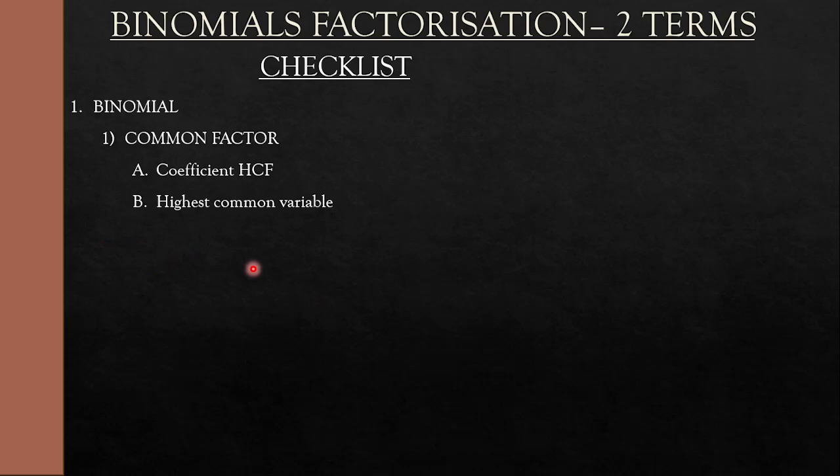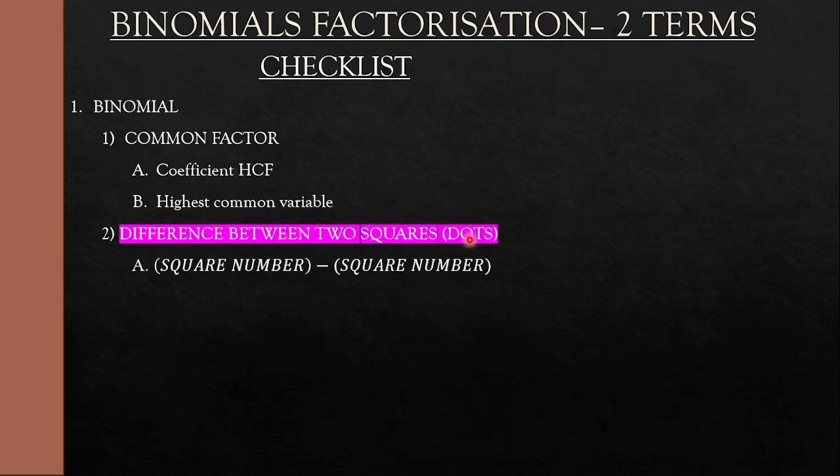And remember our checklist. We have binomials and then it's common factor. Look for the coefficient of the HCF. Look for the highest common variable. That would be our common factor. And then just divide that common factor through. Now we're going to be adding something else to our list. So the next thing we're going to be adding to our list is difference between two squares.